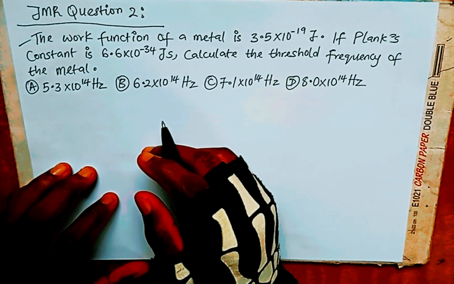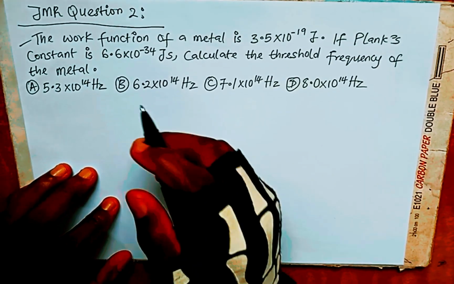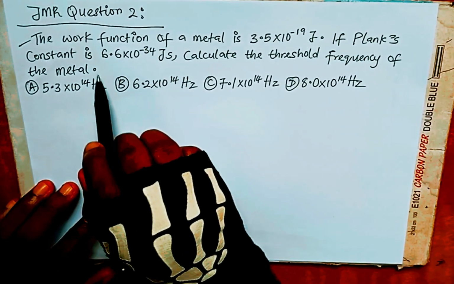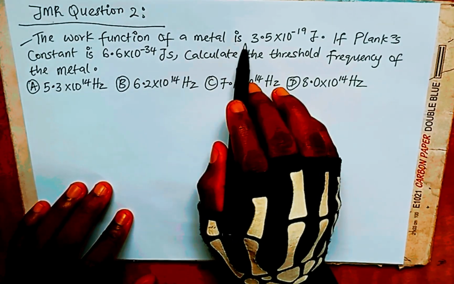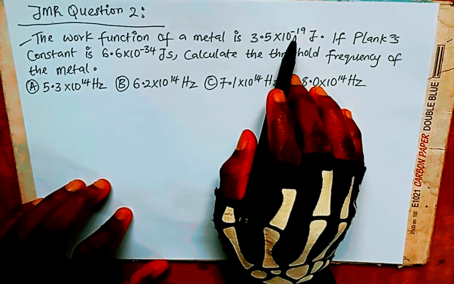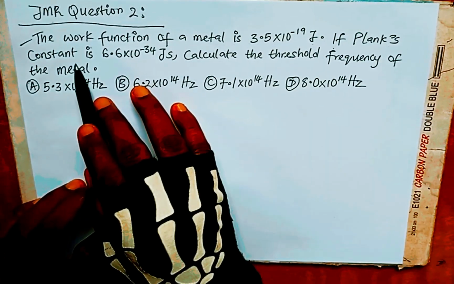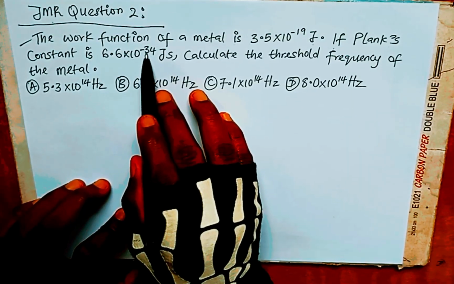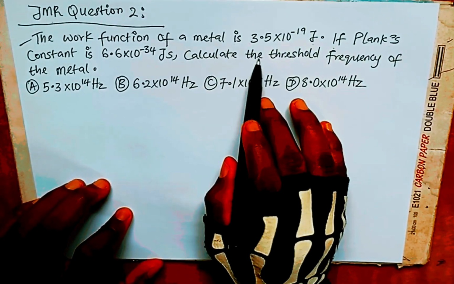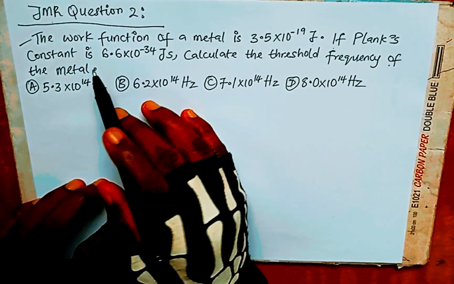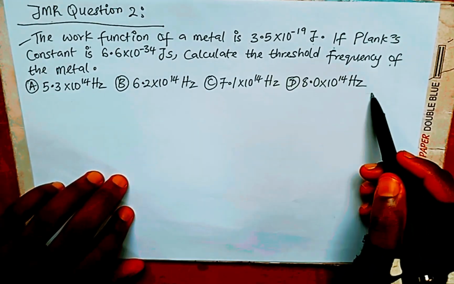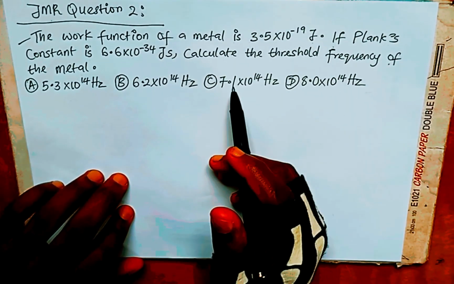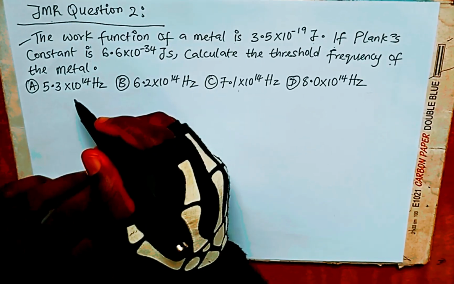Still under Einstein photoelectric, question 2. Let's look at the question we have here. JAMB must repeat question 2. The work function of a metal is 3.5 times 10 raised to the power minus 19 joules. If Planck's constant is 6.6 times 10 raised to the power minus 34 joule second, calculate the threshold frequency of the metal. All options are represented in standard form and in units of hertz, which is the unit of frequency.